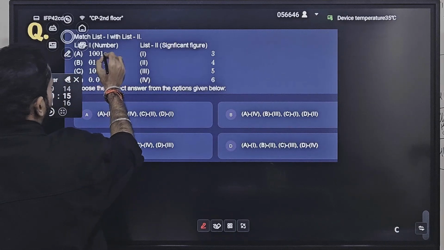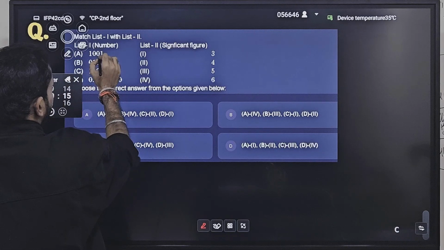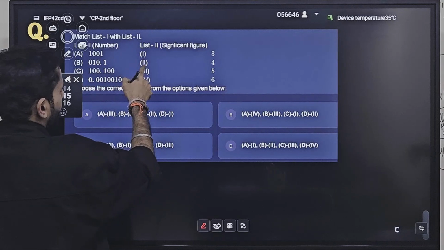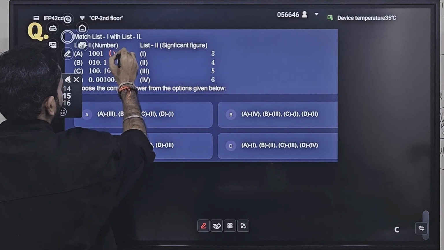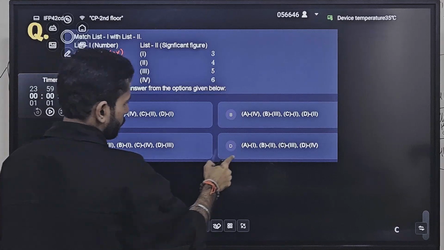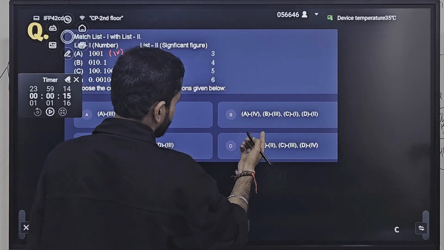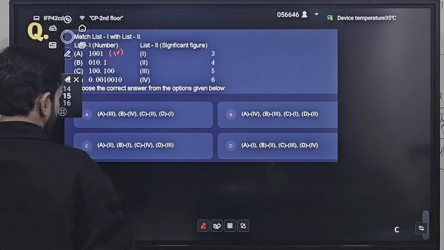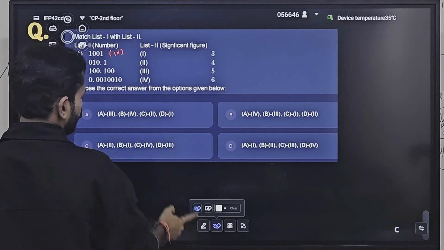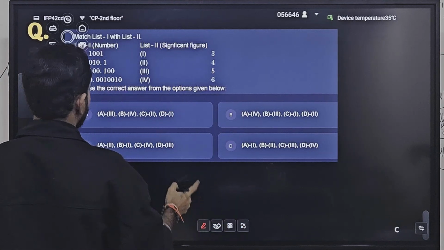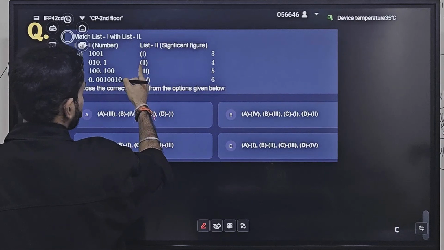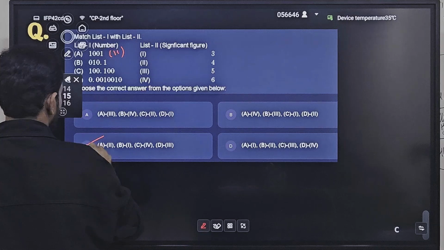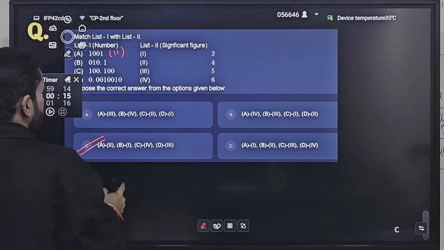Check. First, how many significant figures? These two zeros are in between two non-zero digits. That means how many significant digits? 4. A should be matched with 4. Which option is correct? Option 4 is the correct answer, but the option is given as 2. That means it should match with 2. Which option is matching with 2? Option C.